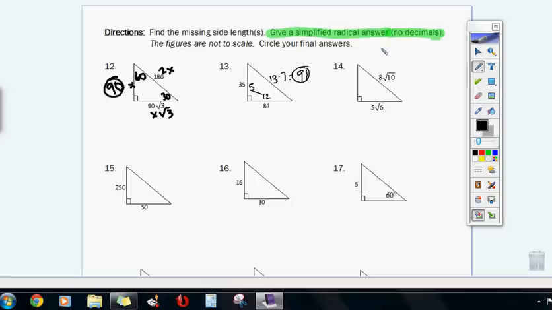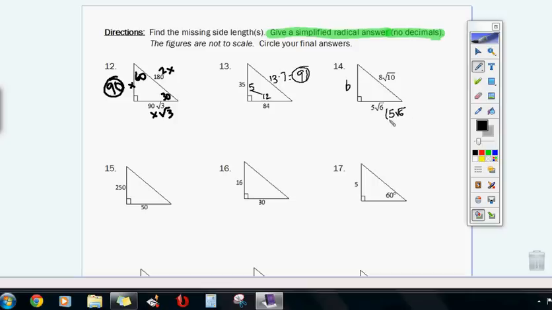Okay, moving on to number 14. It's clearly not a family. You can hopefully see pretty quickly that this isn't going to be one where we're able to make a 30, 60, 90 or 45, 45, 90. So sometimes we just need to do Pythagorean theorem. Okay, so what I'm going to do is call this side B.